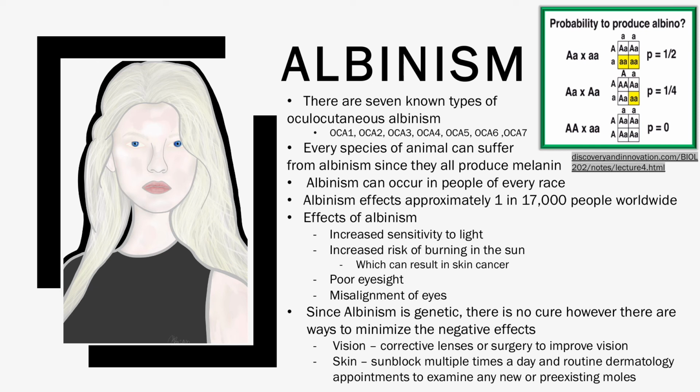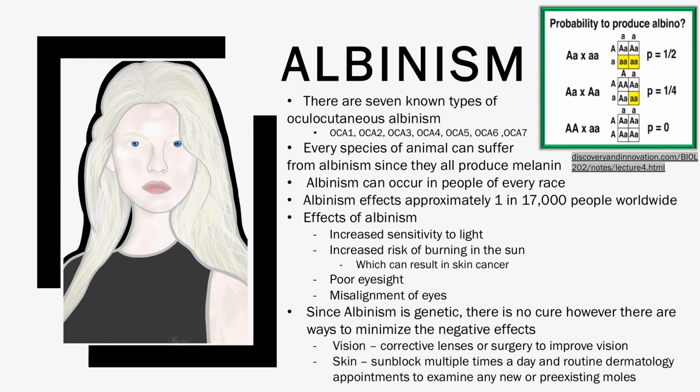Researchers have also found that melanin helps protect the skin from UV rays. This means that people with albinism have an increased sensitivity to light, an increased risk of burning, and in turn an increased risk of skin cancer. Another effect of albinism can be poor eyesight and the misalignment of eyes.